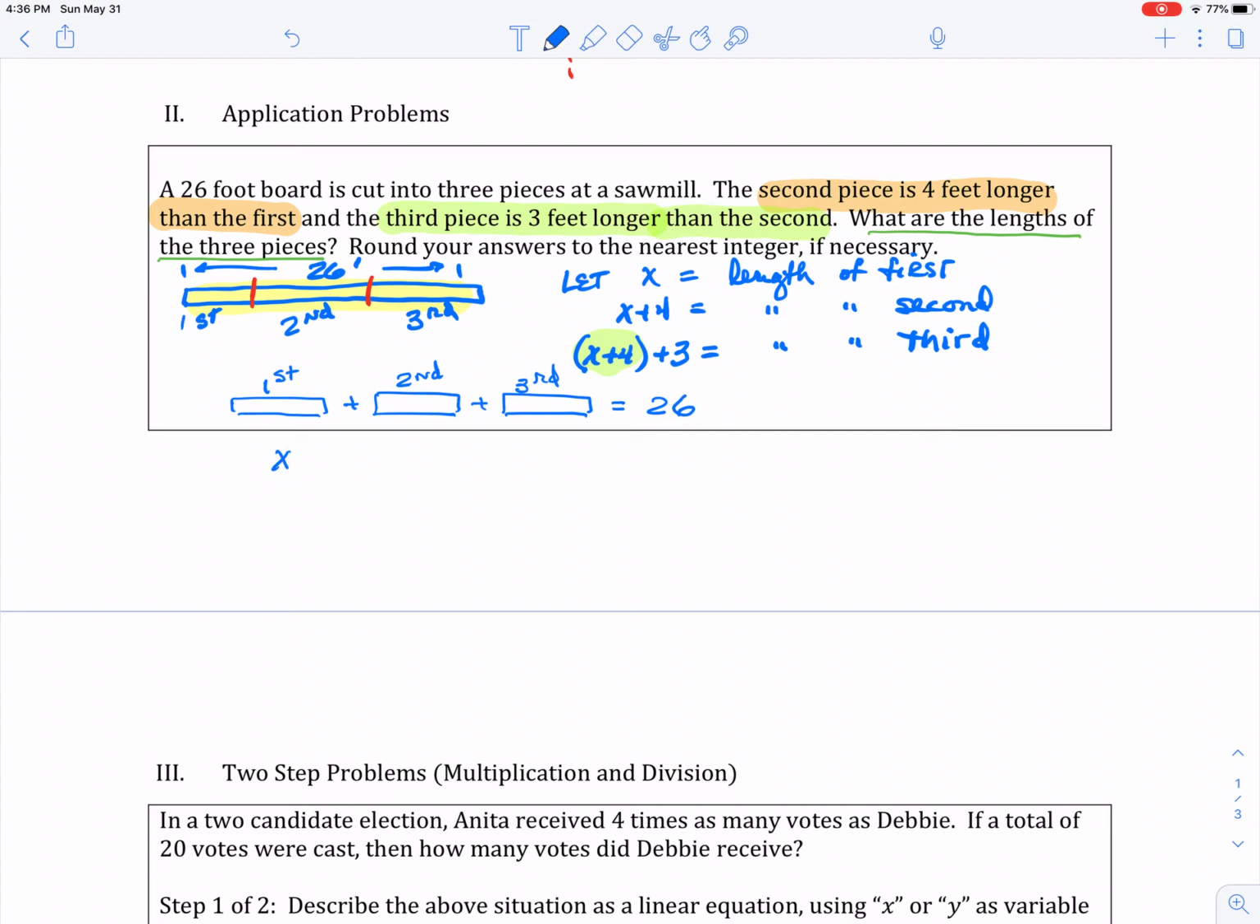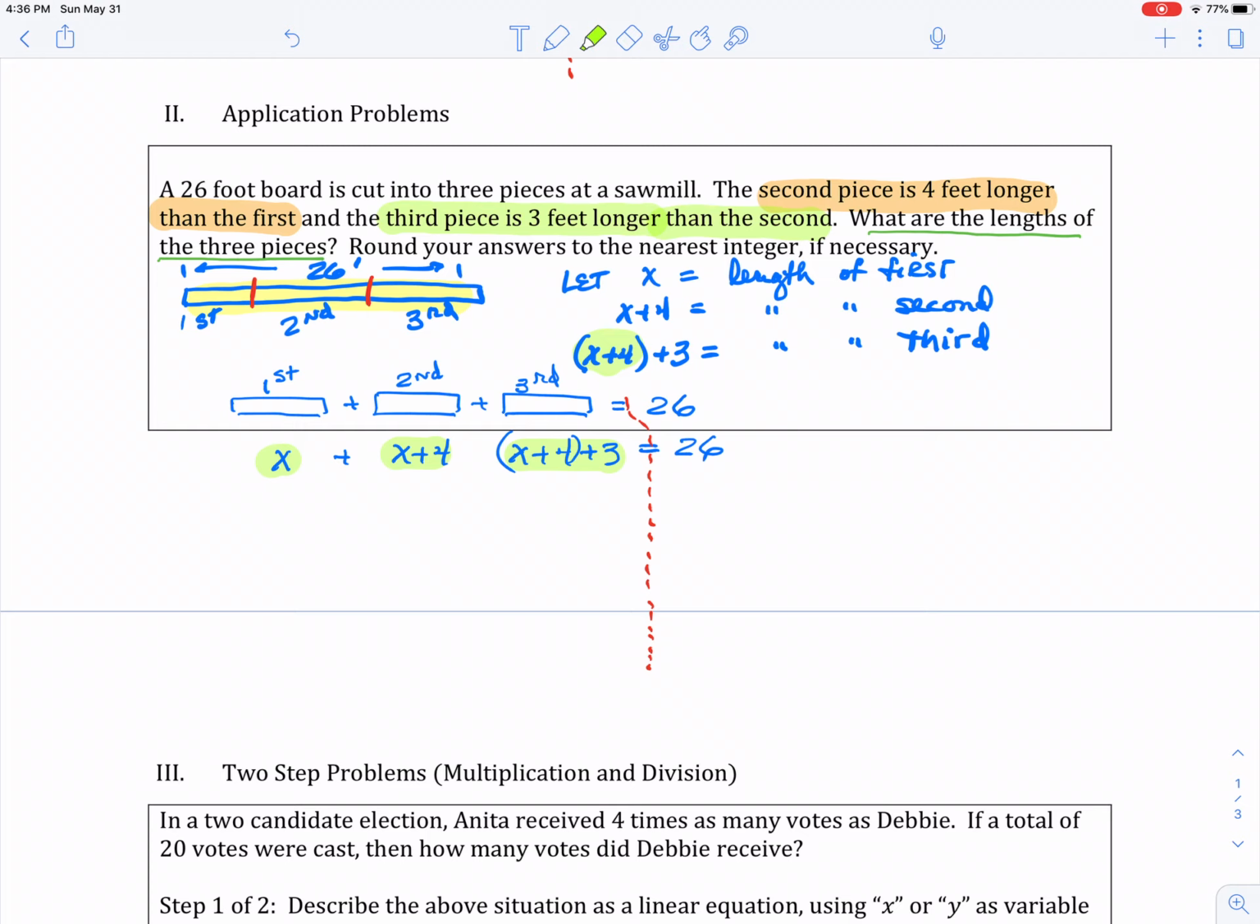So this is the first, this is the second, and this is the third. All right, so for the first I'm putting down X. For the second I'm putting down X plus 4, and for the third I'm putting down X plus 4 plus 3. And again, this is the first, this is the second, and this is the third length. All right, so here is my equals mark. Let me be sure I understand the separation between the left side and the right side.